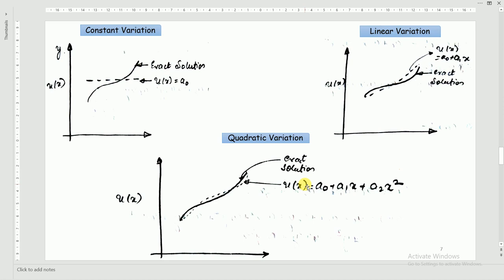It means when you solve a problem and find the displacement variable, if you assume this function, your displacement variation is linear in nature. When you use a quadratic equation, it will be quadratic, that is parabolic in nature. The same applies when you use a cubic equation and higher order polynomials; either it may be parabolic or hyperbolic in nature. This is the variation of displacement, or of your unknown field variable in general.